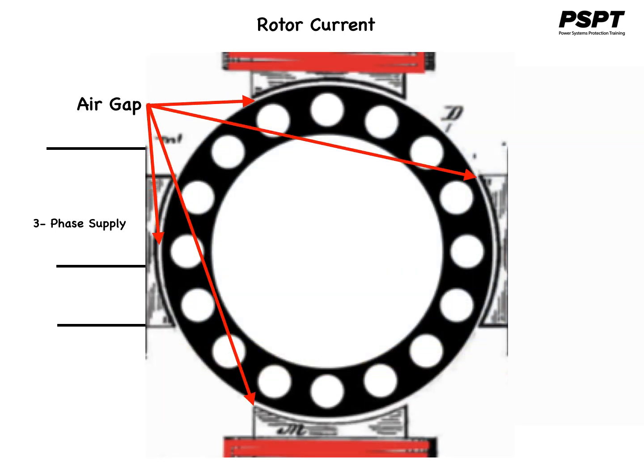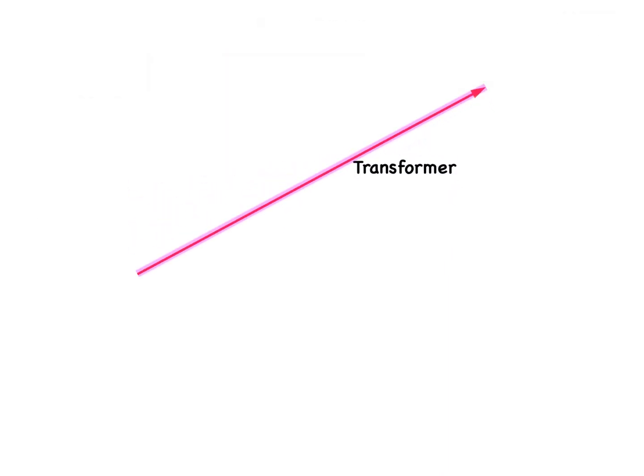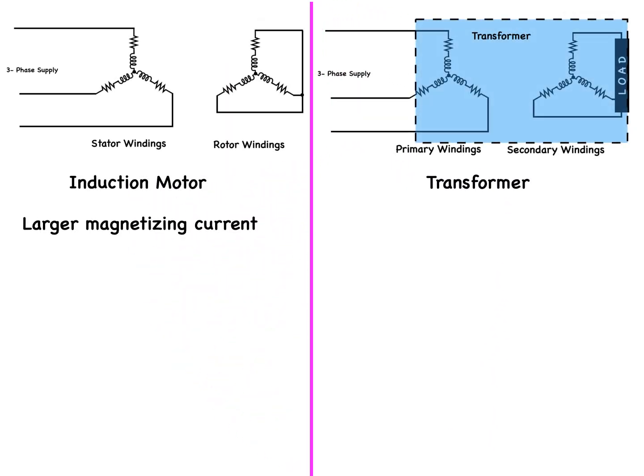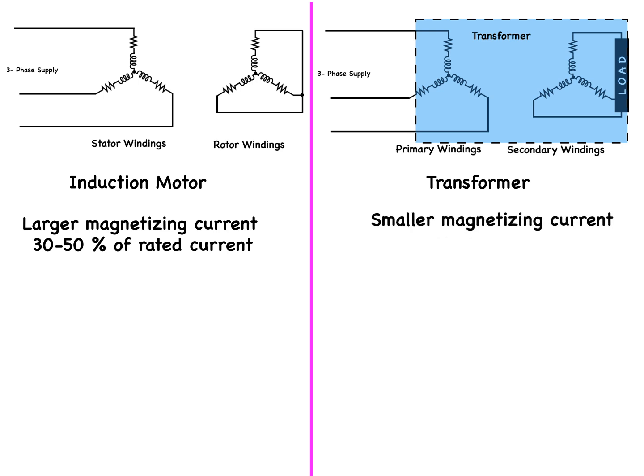Unlike a transformer, the magnetic circuit of a three-phase induction motor has an air gap. Therefore, the magnetizing current in the three-phase induction motor is much larger than that of the transformer. For example, in an induction motor, it may be as high as 30 to 50% of the rated current, whereas it is only 1 to 5% of the rated current in a transformer.